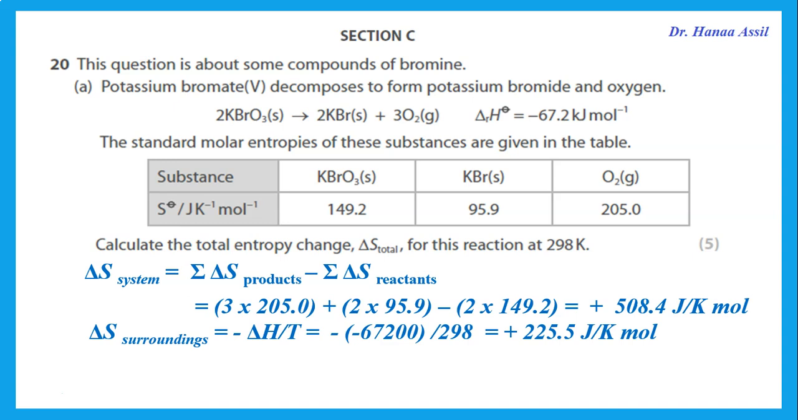Now, what is delta S surroundings? How do we get delta S surroundings? It's minus delta H over T. So we have the delta H given up there, and we're saying we're at 298 K. So this is the delta S surroundings. Remember that the equation is minus delta H over T. If the delta H is already minus, then the overall delta S surroundings is a positive value. You have to show that. And of course, the delta S total is the system plus the surroundings, and this comes out also to be a positive value.